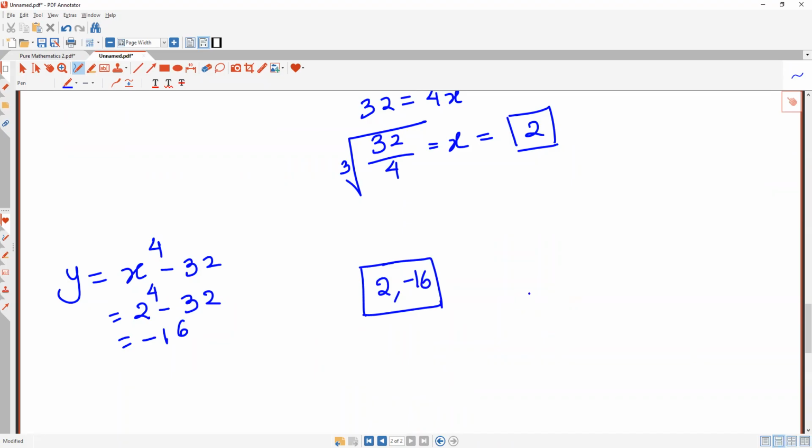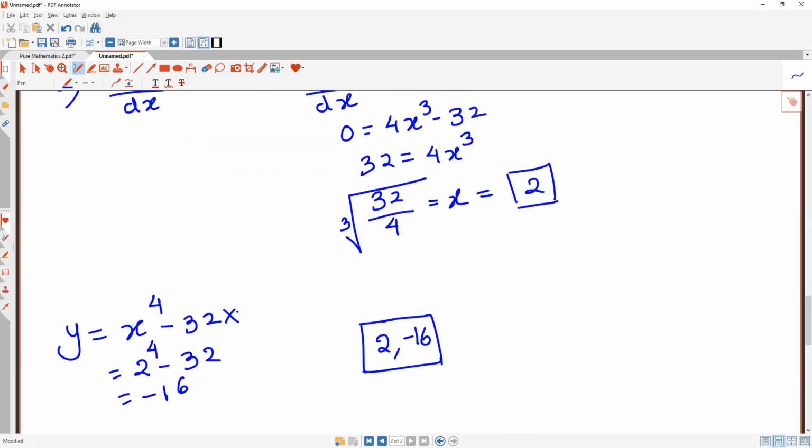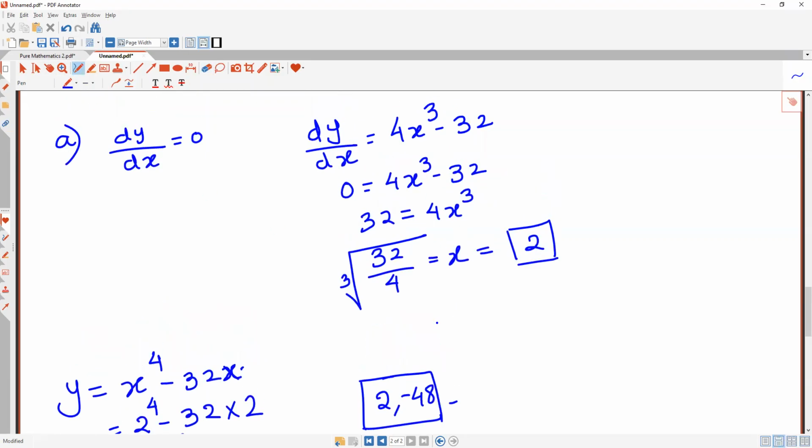32x. Can you say again? y is equal to x raised to 4 minus 32x, the equation. Okay, then I made a mistake. You're saying 32x. That means 32 into 2. Okay, then fine. Then maybe it makes sense. Then I wrote the question wrong. 64. Yeah, 64. Then 2 raised to 4 minus 64. 48. Okay, then. Sorry, that was my mistake. It was minus 48. Fine. So you got your A part coordinates.